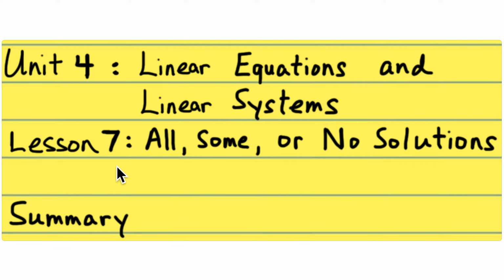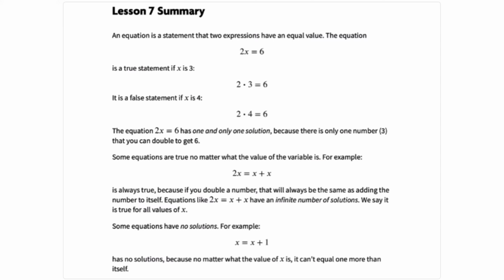This is the summary for lesson 7, all, some, or no solutions. Throughout this lesson, I've tried to add a visual element to looking at these problems, to looking at these solutions. In the first part of this summary, they use this equation 2x equals 6.